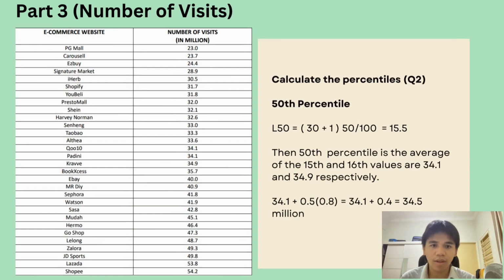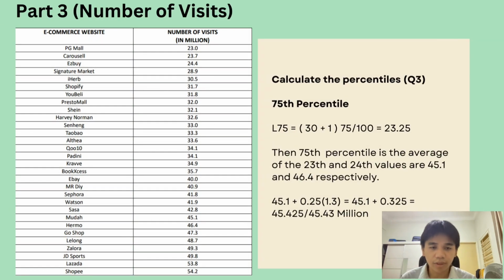For the second quartile, we use the same formula, which is 30 plus 1 times 50 over 100 equals 15.5. So we take the 0.5 as 50%. Then the 50th percentile is the average of the 15th and 16th values, which are 34.1 and 34.9 respectively. Filling in the information, it equals 34.1 plus 0.5 times the bracket 34.9 minus 34.1, equals 34.1 plus 0.4, and the answer is 34.5 million.